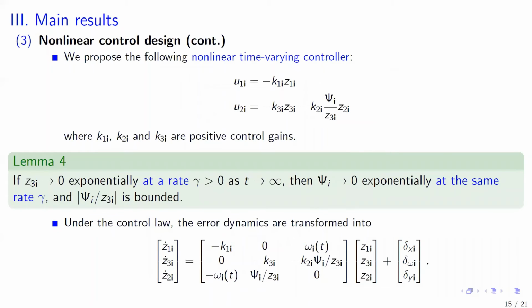To solve this problem, we proposed the following nonlinear time-varying controller, which is a combination of a linear controller with a nonlinear term. It is noted that psi and theta_a3i are of the same order when theta_a3i converges to 0. That is, if theta_a3i converges to 0 exponentially at a rate gamma, then psi converges to 0 exponentially at the same rate, and this term is bounded. And under this control law, the error dynamics are transformed into this form.